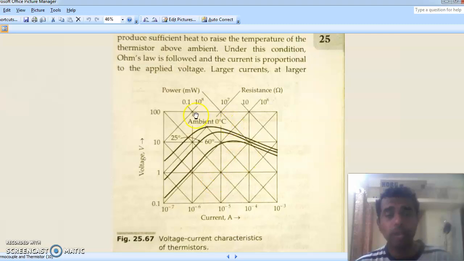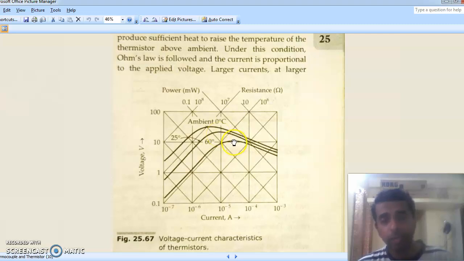So this is my VI characteristics, voltage against current. You can see that at 0 degrees Celsius you have maximum voltage, and the current is somewhere between 10 raised to minus 6 and 10 raised to minus 5 amperes. Now as the temperature increases, from 0 to 60 degrees, you can see that voltage decreases. Voltage has come down, but the current has increased. At this point, voltage has come down and the current has decreased.